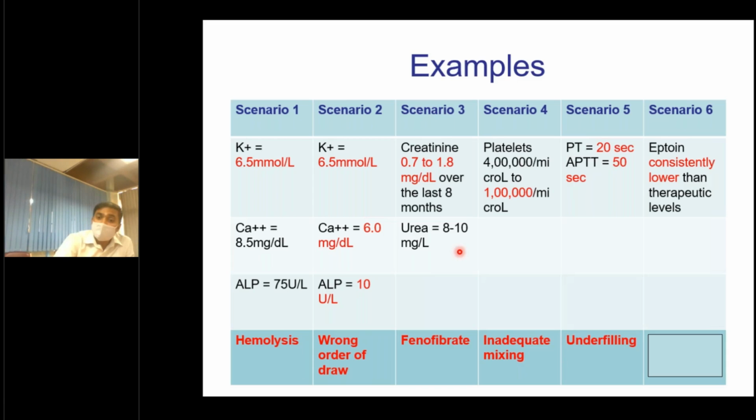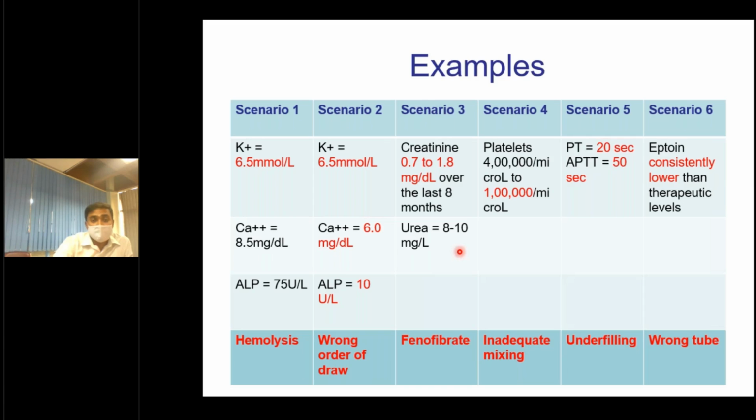And for PT and APTT values, if there is underfilling, if the tube is not filled to the mark, there will be excess anticoagulant in the tube because the proper ratio is not maintained, resulting in prolonged APTT and PT values, giving false results. And for eptoin, consistently, the sample should have been sent in a plain tube without any gel or any additive. It was consistently being sent in a gel tube, where it gets absorbed, entrapped in the gel, and the eptoin is not measured completely.